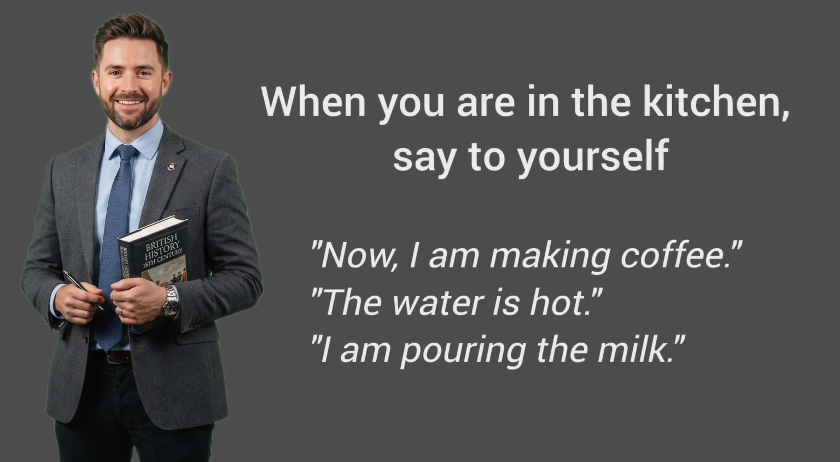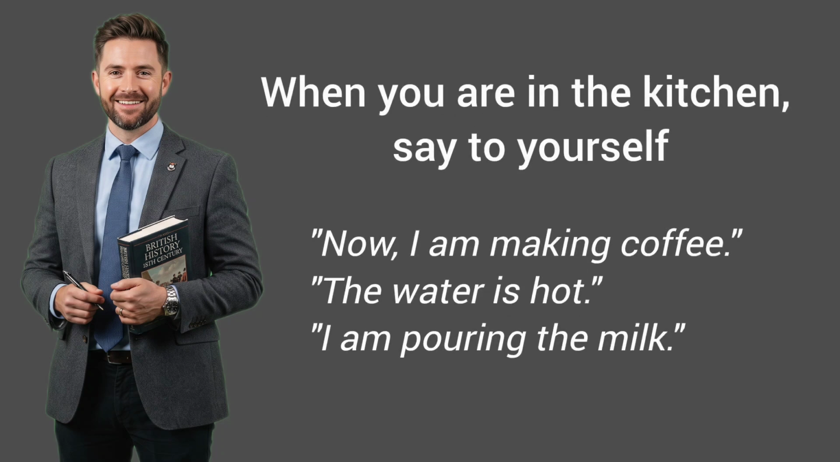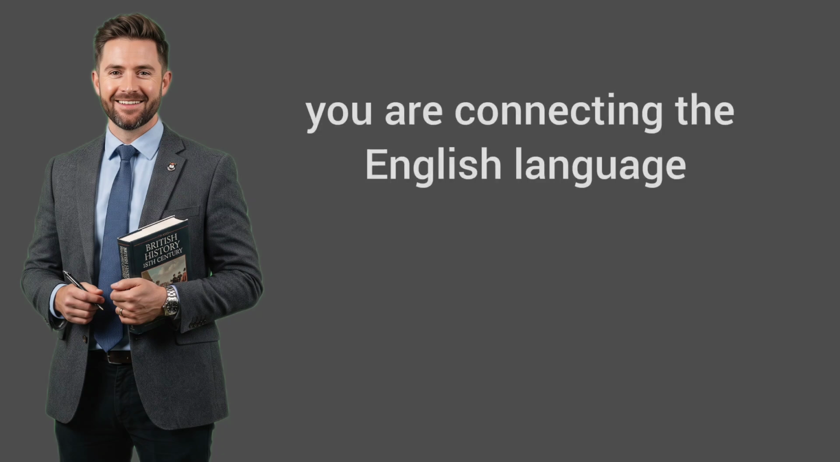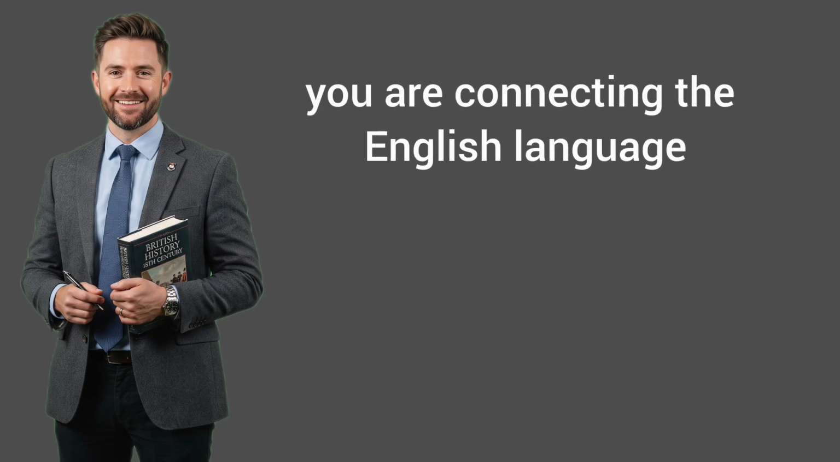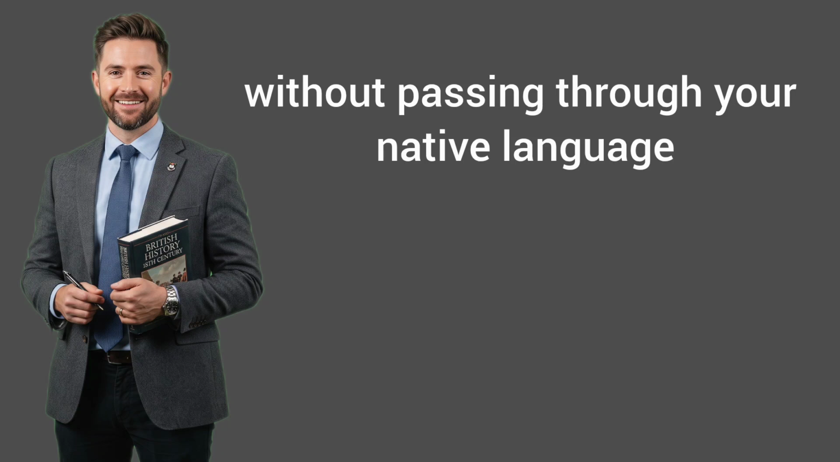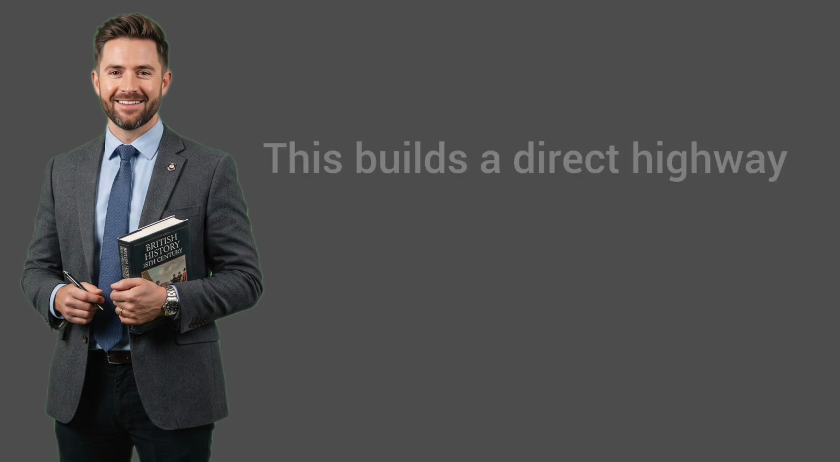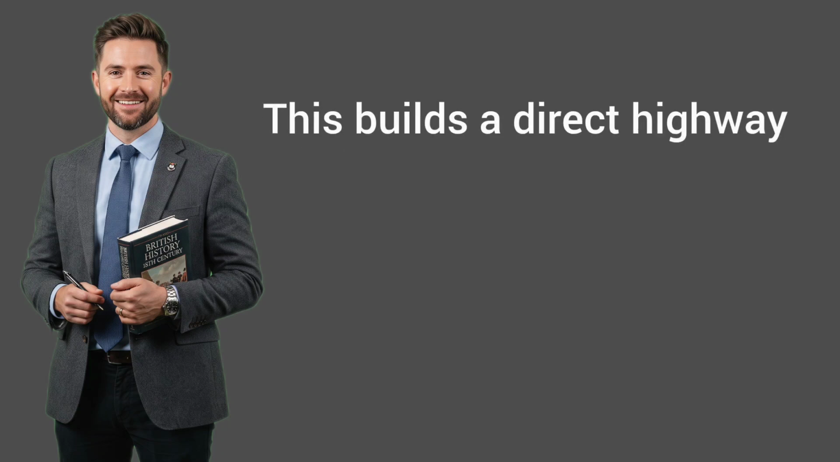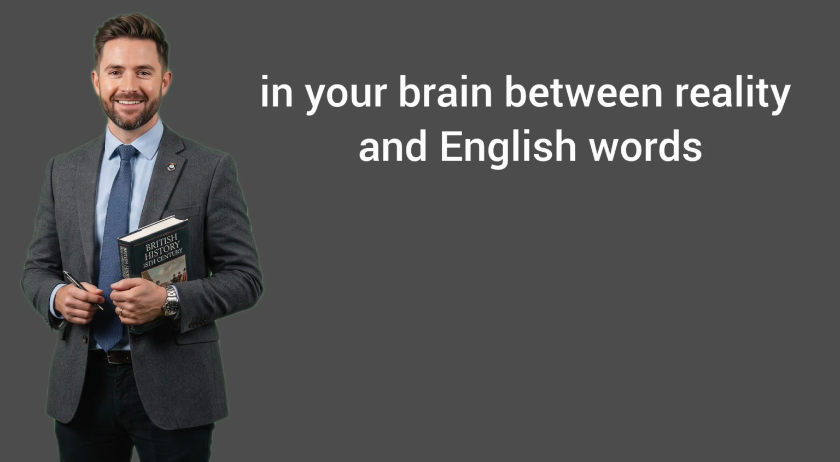For example, when you are in the kitchen, say to yourself, "Now I am making coffee. The water is hot. I am pouring the milk." By doing this, you are connecting the English language directly to your actions without passing through your native language. This builds a direct highway in your brain between reality and English words.